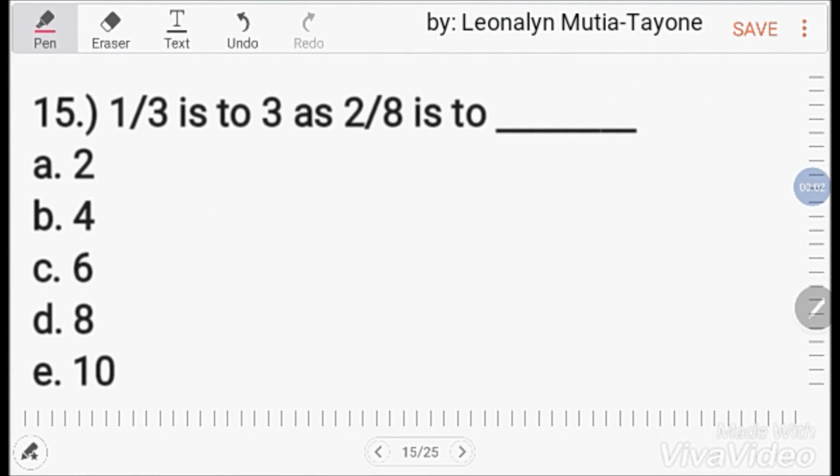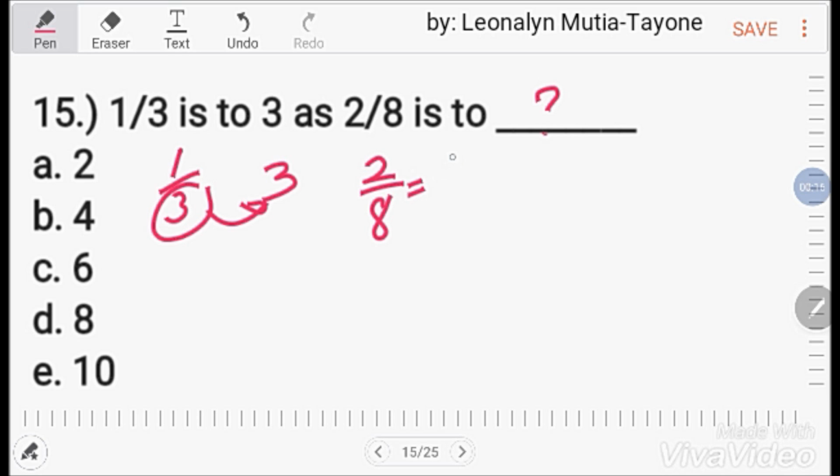Number 15. 1/3 is to 3 as 2/8 is to what? Si 1/3 naging 3. So, parang denominator lang siguro, ha? Tapos, si 2/8, simplify mo muna natin si 2/8. So, magiging 1/4. So, ang denominator lang 4. So, ang answer, which is, i-double check pa natin, letter B.